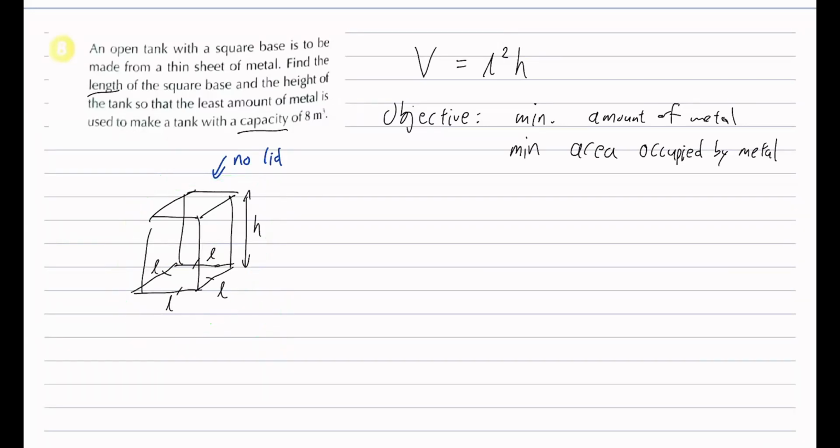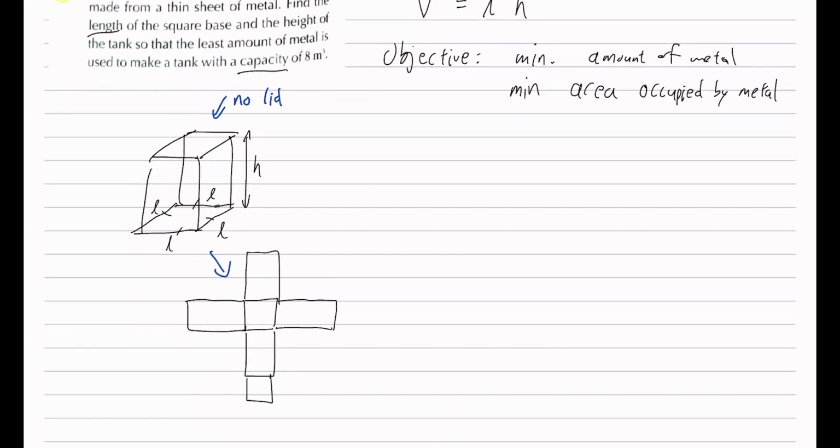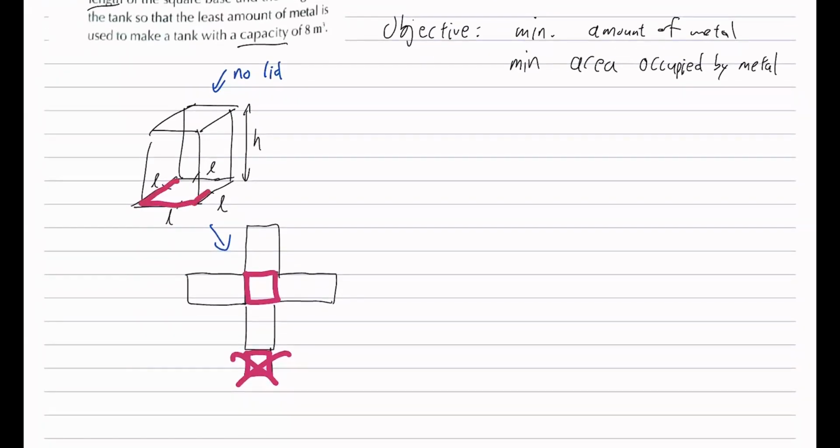You remember, you need to draw a net. Do you remember the idea of a net? So since this is open, do we have 2 squares or 1 square? There's only 1 square. Yes, very good. There's only one, because there is no lid. No lid, so there shouldn't be a square at the top.